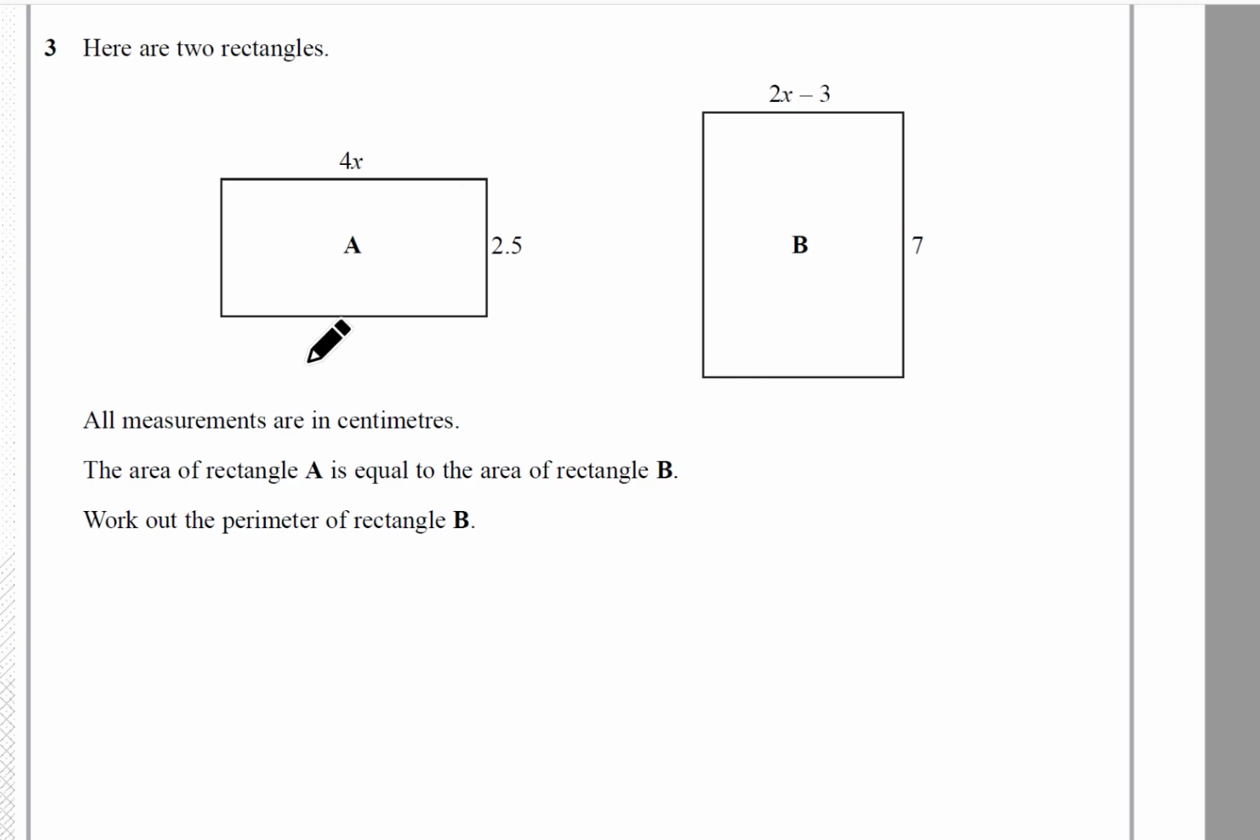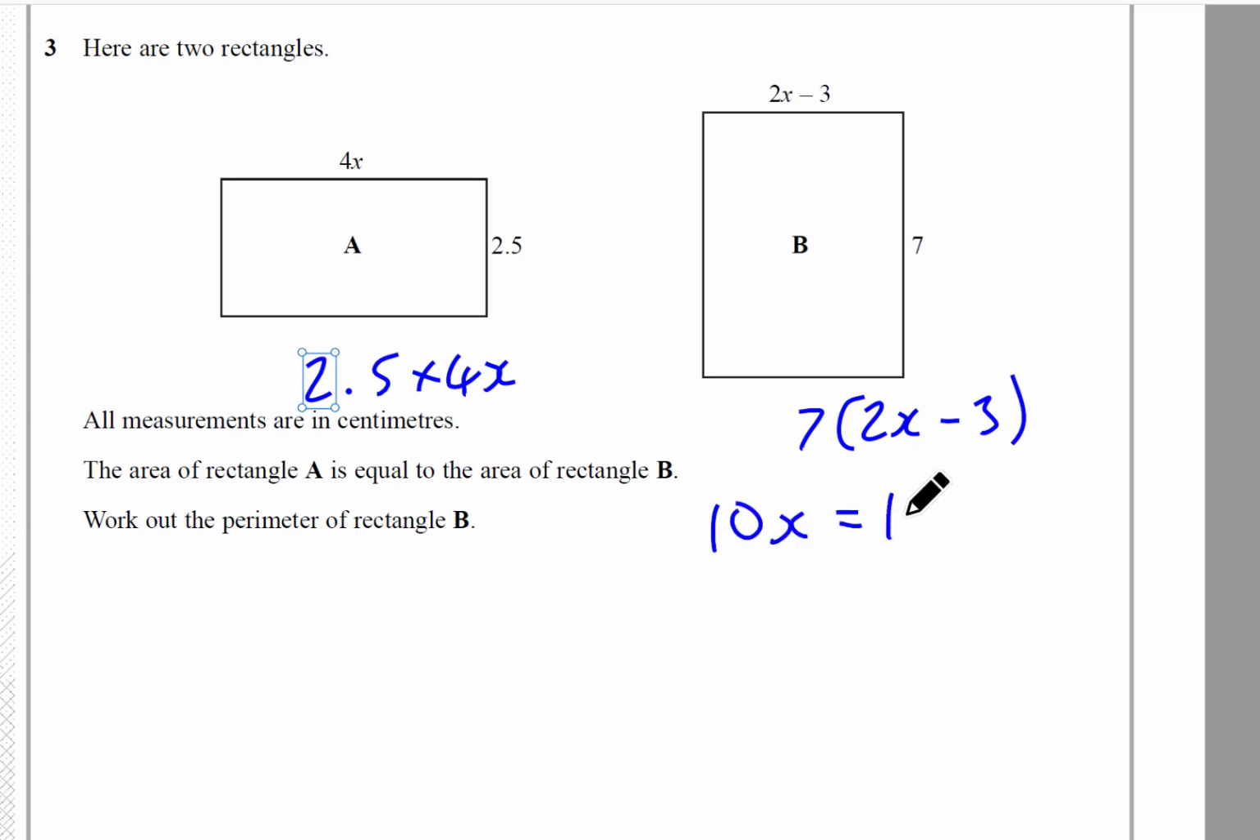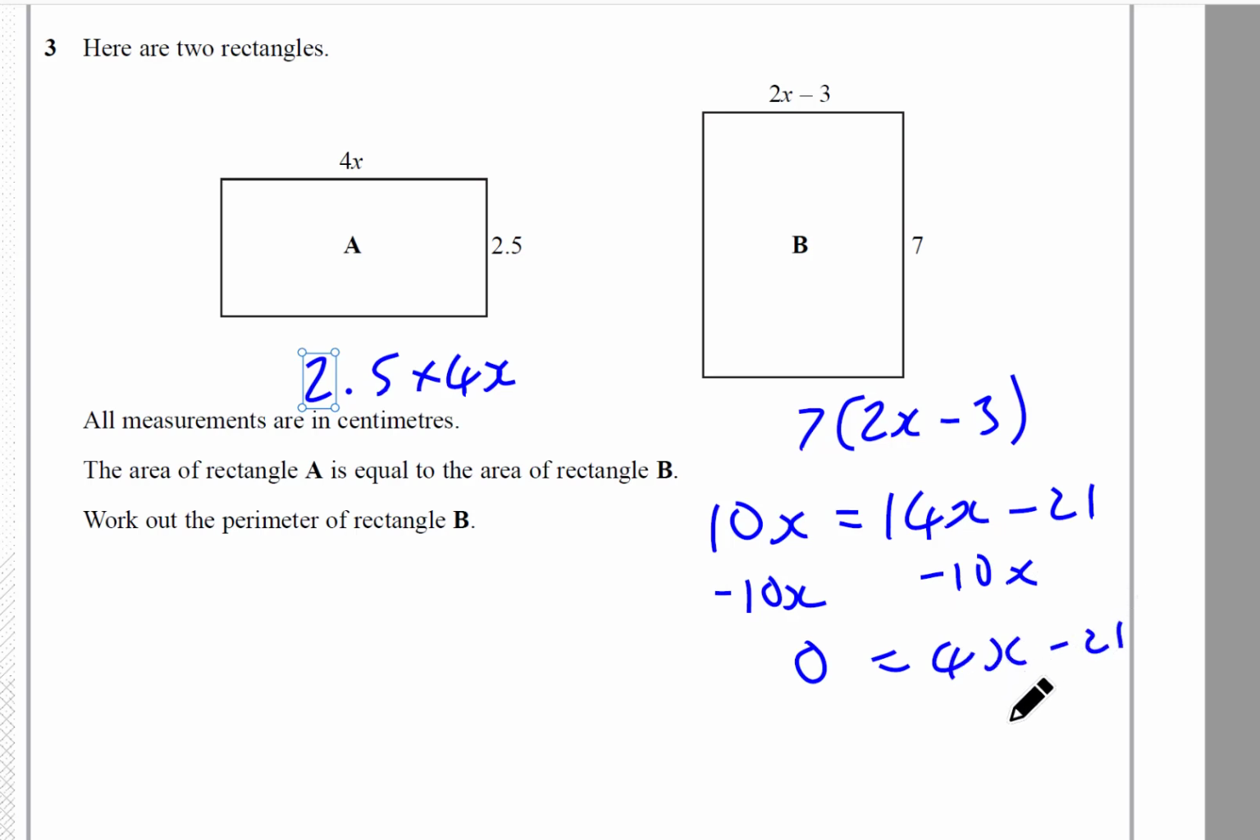So we know the area of A is 2.5 times 4x, and the area of B is 7 times 2x minus 3. And they're equal, so let's work that out. So that's going to be 10x equals, I'm going to expand out the bracket, 14x minus 21. Let's minus 10x from both sides. Always minus the smallest amount of x, so we get 0 equals 4x minus 21. Then we're going to plus the 21.